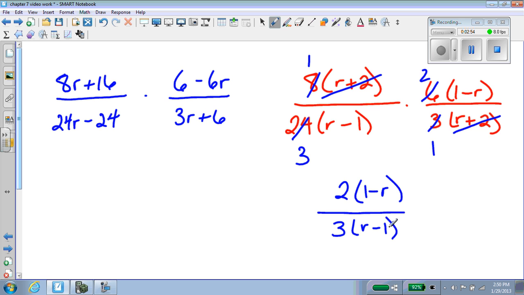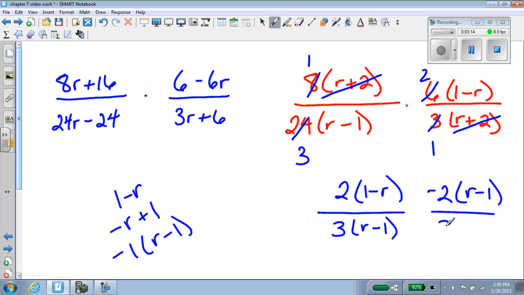You may remember this from yesterday, that 1 minus r could be negative r plus 1. And if I factor out a negative 1, so this is really negative 2, right? If I factor out a negative 1, negative 2 times r minus 1 over 3 times r minus 1, which means my r minus 1s will cancel. And my final answer will be negative 2/3. Very satisfying.